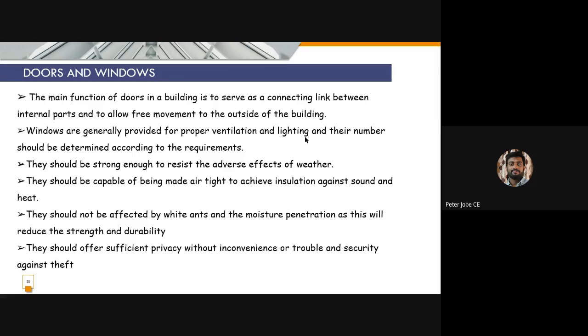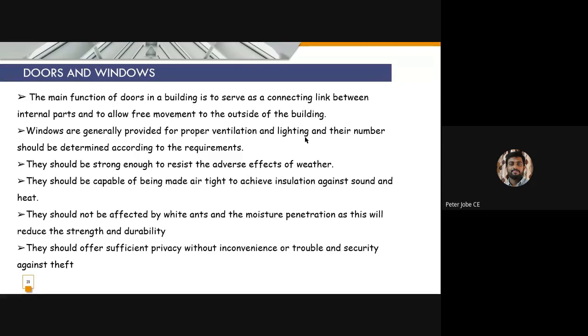Next, they should be strong enough to resist the adverse effect of weather. That means windows and doors should be able to resist the adverse effect of weather. You might have noticed that during the rainy season, most of our doors get tight while we are trying to close and open them. What happens is that doors and windows are mainly made of wood, and wood absorbs moisture from the environment, and this can lead to a small increase in the size of our door. So our door might get jammed or stuck during this kind of weather.